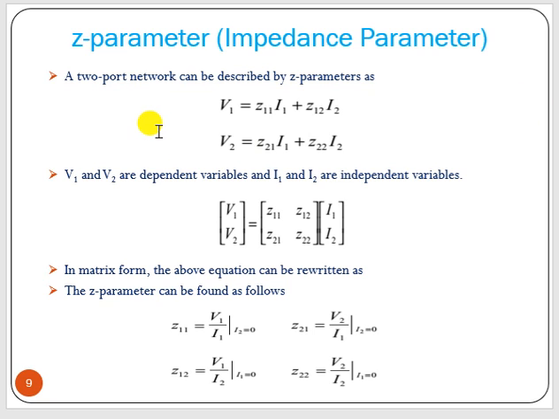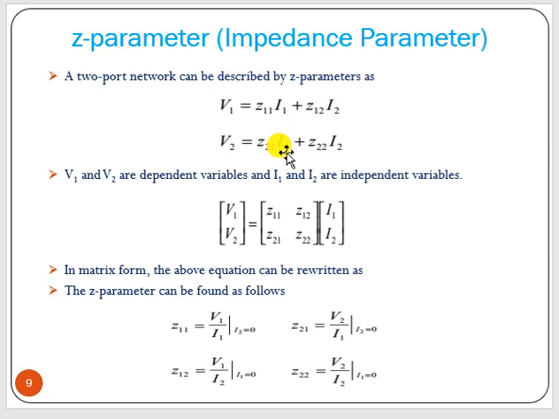Here the main equation in terms of Z is V equal to IZ. In a two-port network we have V1, V2, I1, I2. V1 is written in terms of I1 Z11 plus I2 with Z12. V1 and V2 are the dependent variables, I1 and I2 are the independent variables. So V1 is nothing but I1 Z11 plus I2 Z12, where Z11 is the parameter.